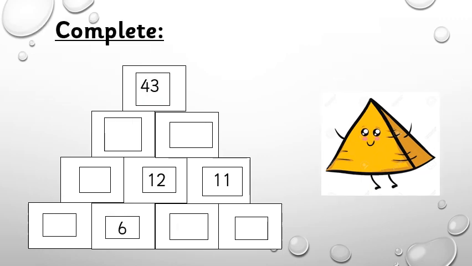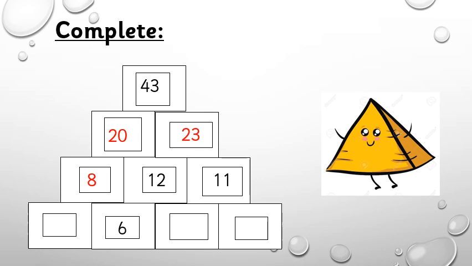Right, now we've got a different pyramid sum. This one, we will start off by working from the middle all the way up, and then we will work our way back down again. So we've got 12 plus 11 will give us 23. 23 plus what will give us 43? 23 plus 20. Now that we've got the 20, we look at the block below, and 12 plus what will give us 20? 12 plus 8.